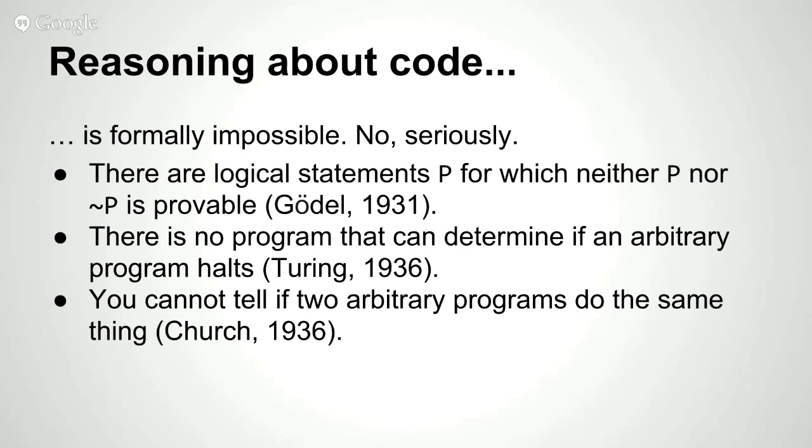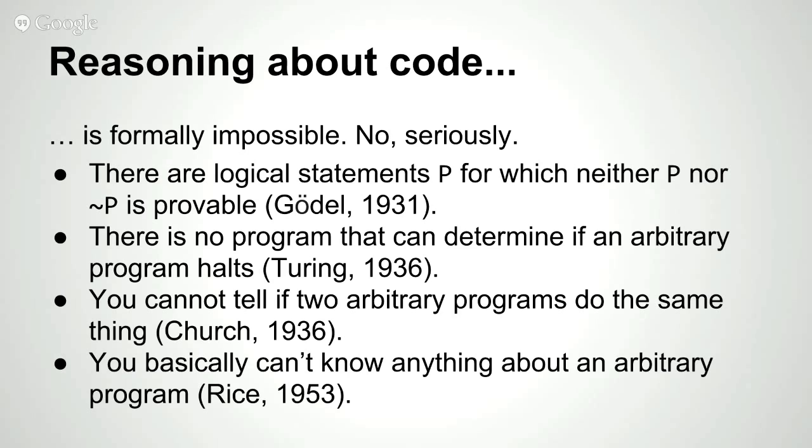Alonzo Church then proved that you can't tell if two arbitrary programs do the same thing. You can have two programs that do the same thing, but it's impossible to prove that that is true. And then Rice's theorem just said, yeah, you pretty much can't know anything about an arbitrary program. But the good news is that that's arbitrary code.